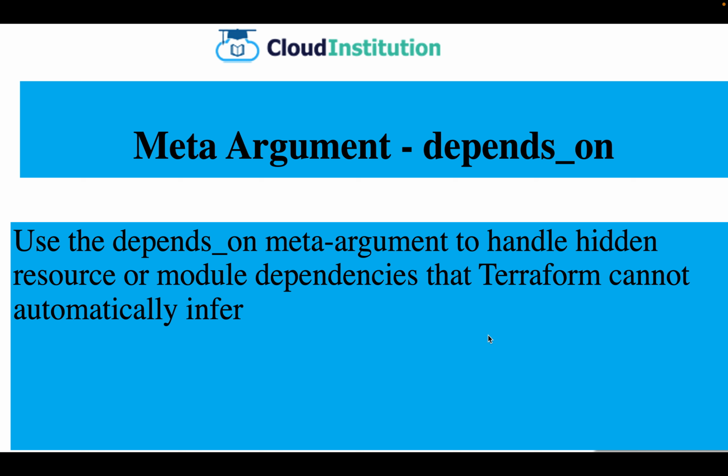For example, it handles hidden resource or module dependencies that Terraform cannot automatically infer, which means that if there are two resources trying to get created at the same time, and both resources have an interdependency on each other, then you have to create the first resource first and the second resource second. So both resources should not be created at the same time, right?